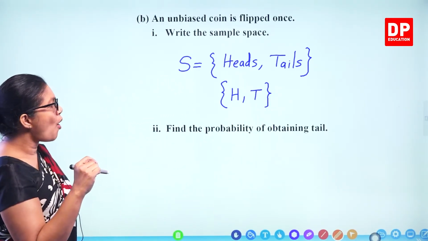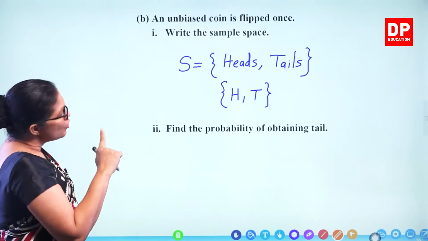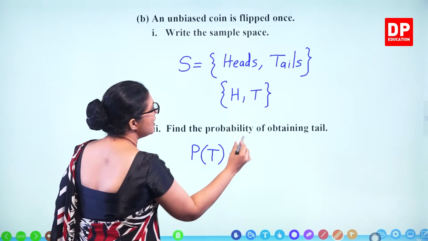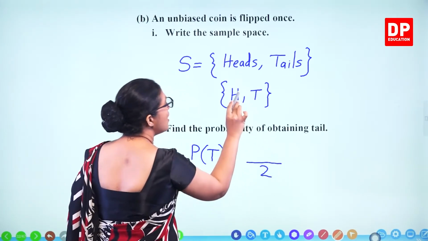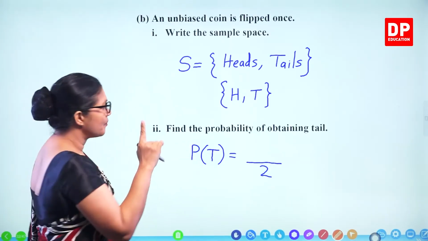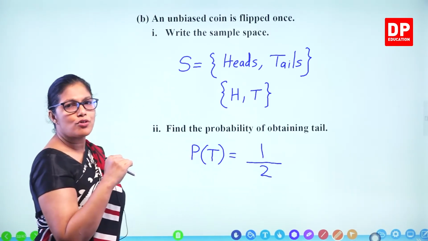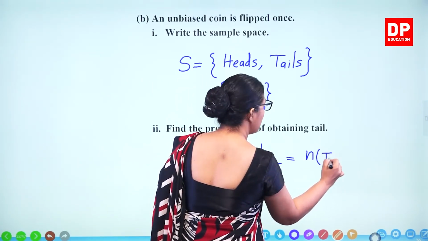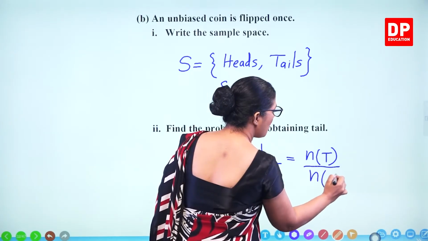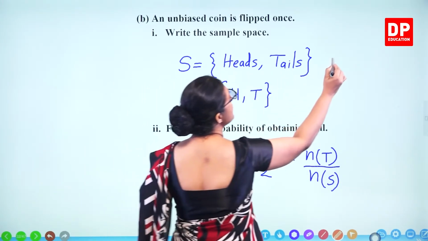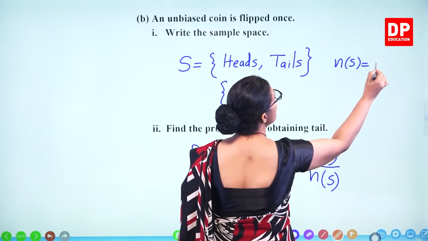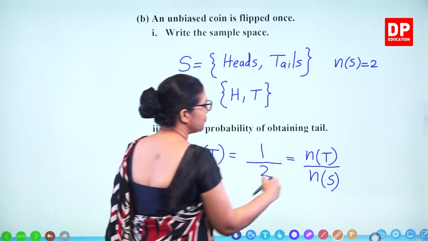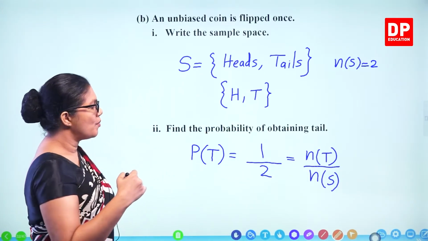Find the probability of obtaining a tail. 2 sides are there, so probability of getting tail: how many tails are there? Only 1. 1 out of 2. So when you are writing, this is the number of elements in tail and the number of elements in the sample space. Sample space n(S) equals 2. 2 outcomes are there. When you take tail, only 1. So 1 over 2.